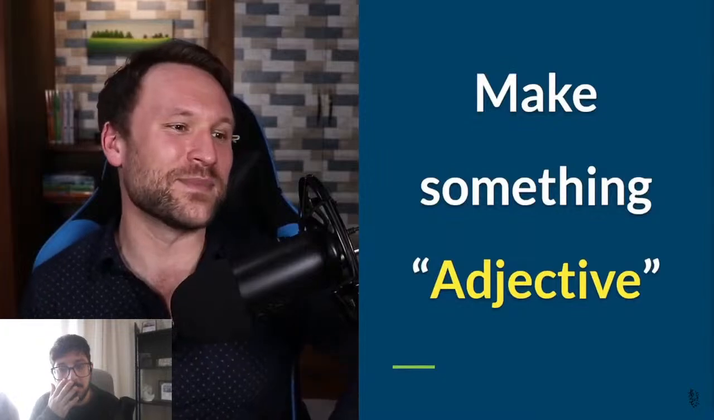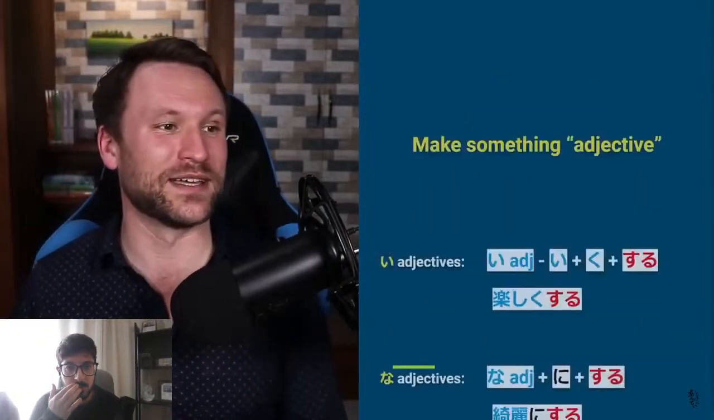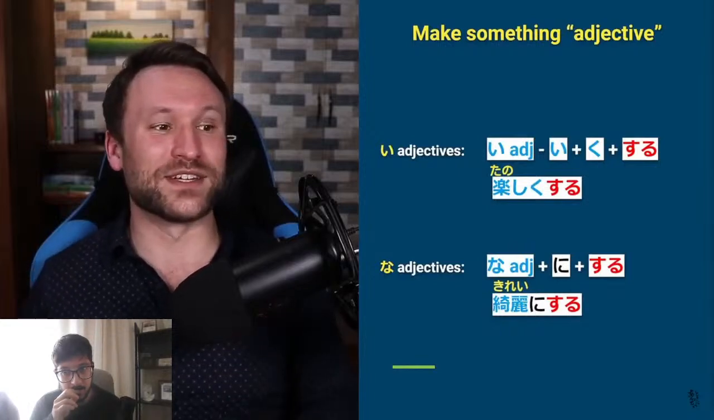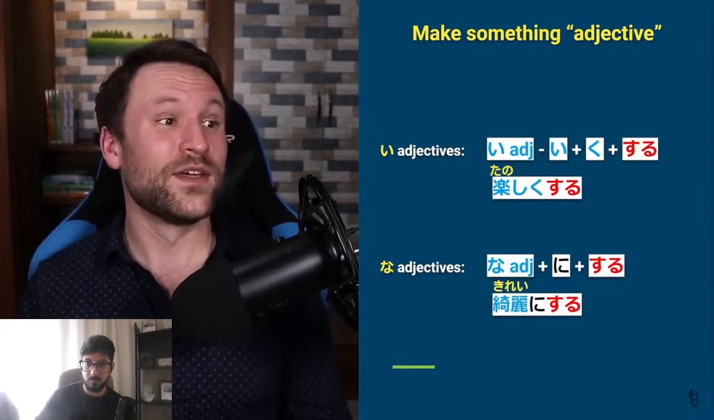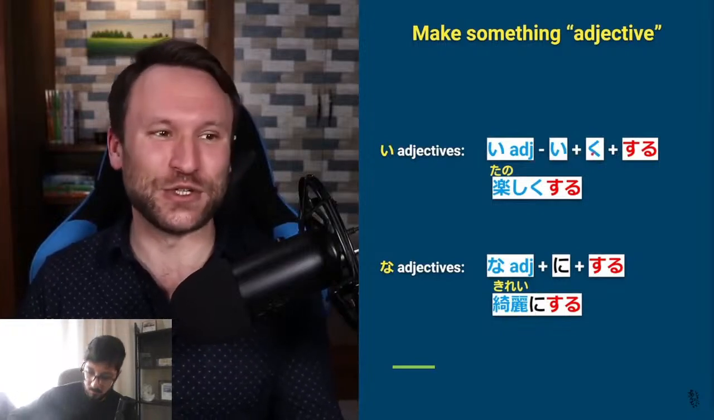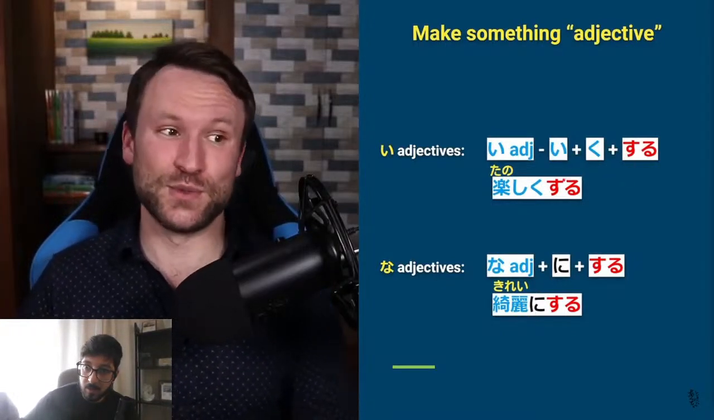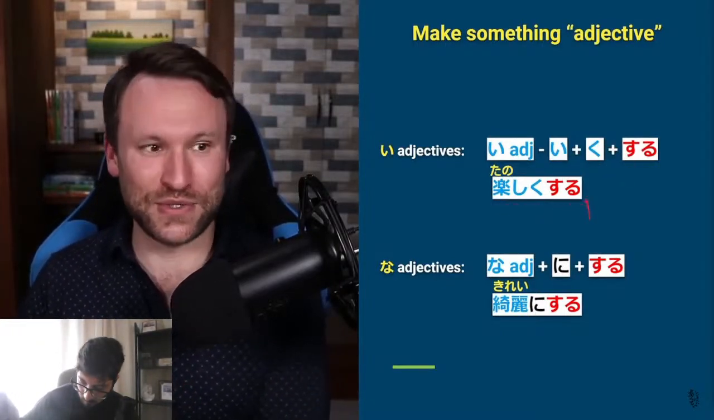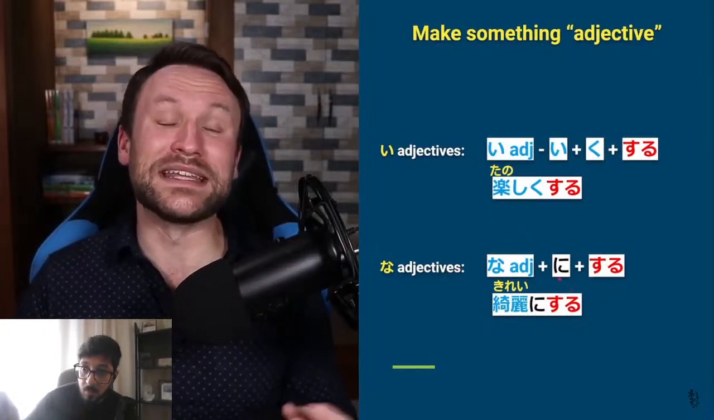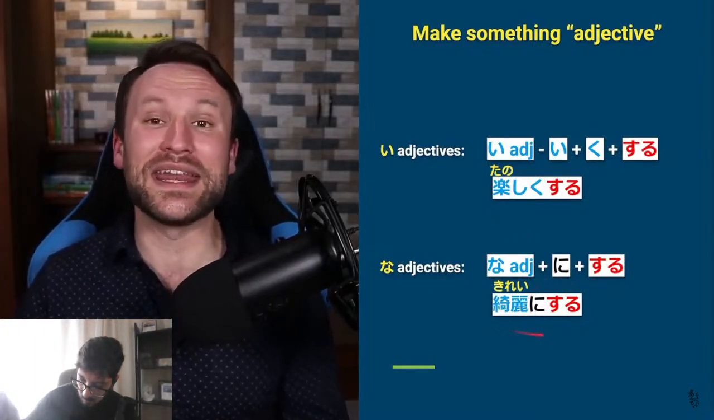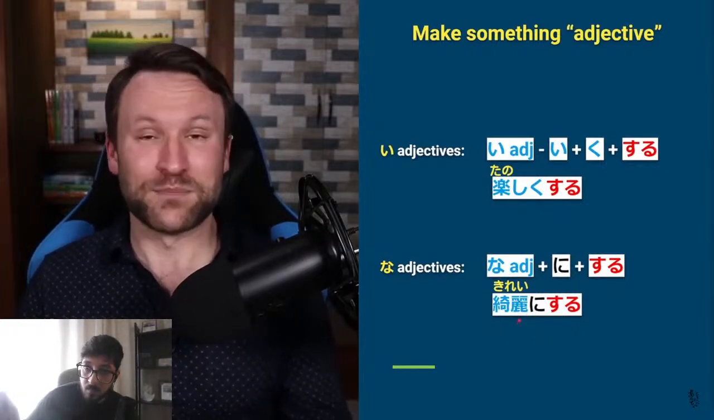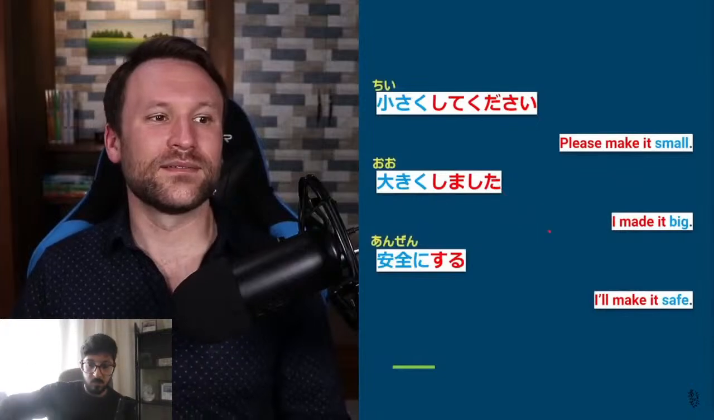On to making something an adjective, which is quite useful, I feel like. 寒い. So making things adjectives, all you need to do to make something an adjective, for example, make something fun. For an E adjective is you cut the E, or you change it into ku, whichever you prefer, and add suru. So 楽しくする means to make it fun. For non-adjectives, you add ni suru. So きれいにする, which could mean either make it clean or make it pretty. So again, it's quite useful, right?